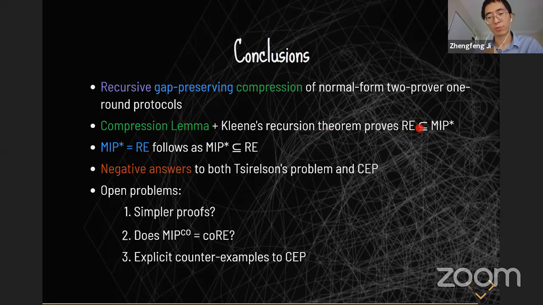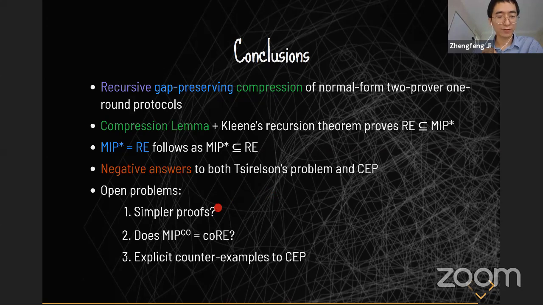a MIP star protocol, and therefore RE is in MIP star. And as we already know that MIP star is in RE, so the equality follows. And this, of course, gives a negative answer to Tsirelson's problem and Connes' embedding problem. So there are some open problems.